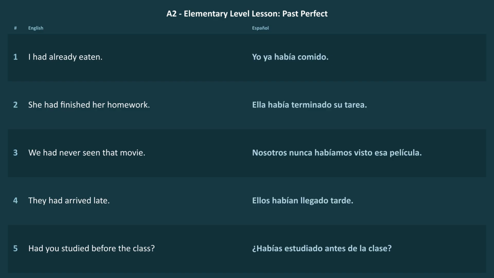Let's do a mini story together. Escucha. Ayer fui al restaurante con unos amigos. Yesterday I went to the restaurant with some friends. But when we arrived, el chef ya había preparado la comida. The chef had already prepared the food. I wasn't very hungry, because yo ya había comido un poco en casa. I had already eaten a little at home.